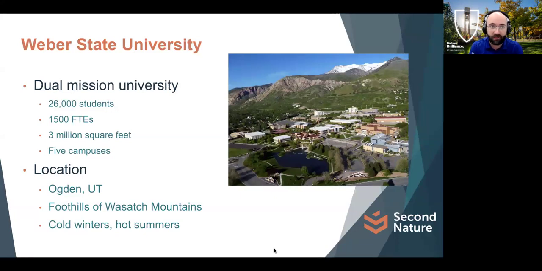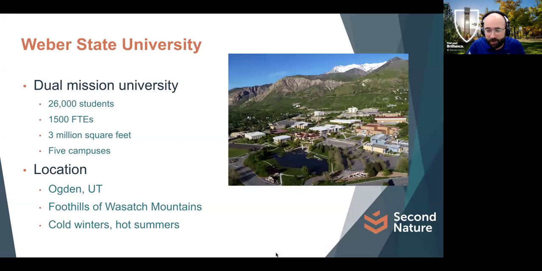We only have 1,000 beds on campus, and so we're a small city that gets populated in the morning and then leaves in the afternoon. Total gross square feet, we're about 3 million. About 2.5 million of that is on the main campus here, and we do have a number of satellite campuses as well. So we're located in Ogden, Utah. That's about 40 miles north of Salt Lake City. As you can see in this picture, we are located in the foothills of the Wasatch Mountains.